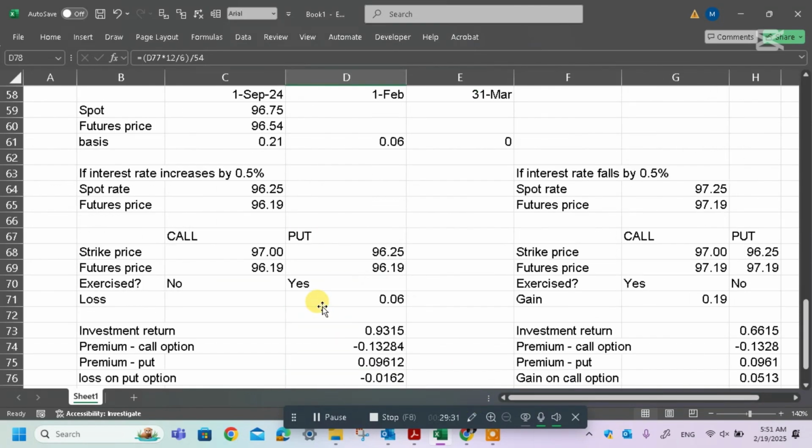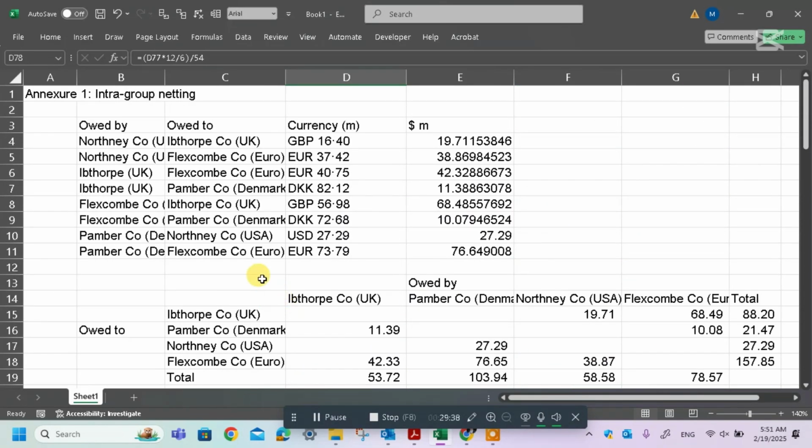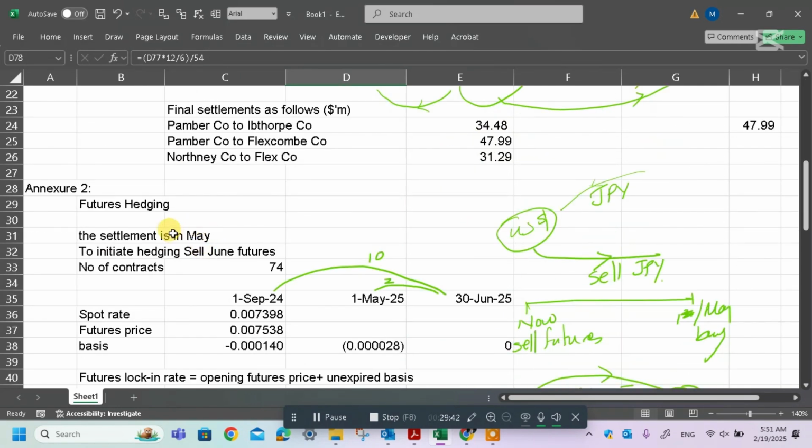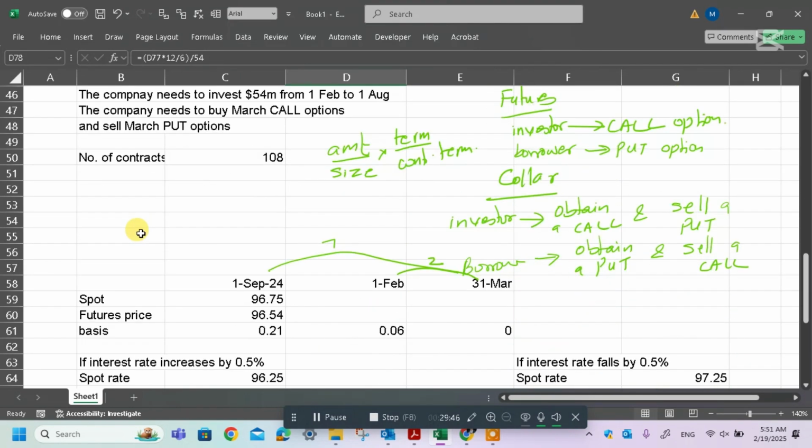That's all about collars. Done. We have done all three calculations. What are the three calculations we did? First one was about intra-group netting. Second one was about futures hedging for currency risk. Third one is interest rate collar. So out of 6 requirements, 3 requirements we have answered in the annexures.